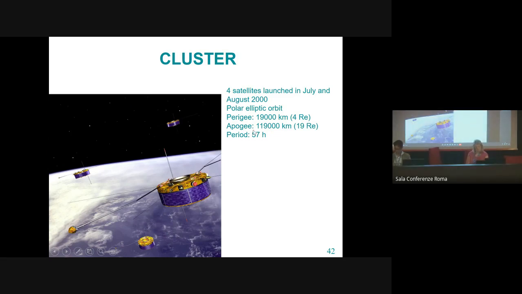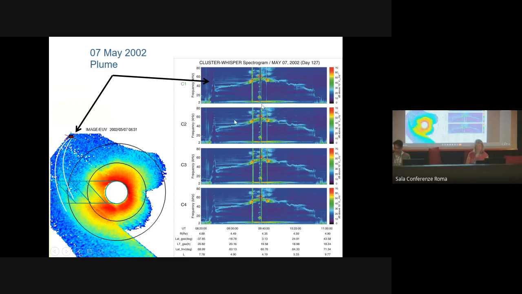The Cluster satellites were also launched in 2000. There are 4 satellites that are still active now, launched with polar elliptic orbits, thus crossing these different regions. And the Cluster data are also available on the PITHIA platform that we will explain this afternoon. The 4 different Cluster satellites give especially spectrograms like this with the instrument WHISPER, that gives the frequency as a function of time.